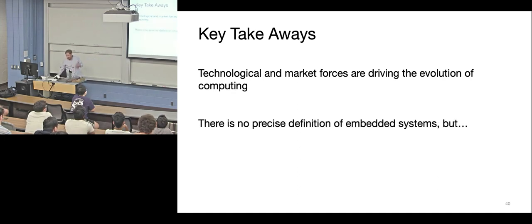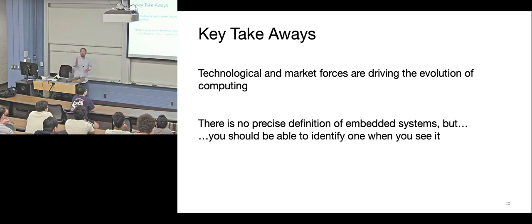And then I think the other part, there's no precise definition of what embedded systems is, but I think you should be able to identify it when you see it. Now the SD card is a hard one. If you open it up, you might be able to see it. But generally, I can tell you if it's an embedded system when you describe it to me. But it's hard to have a general overall definition.